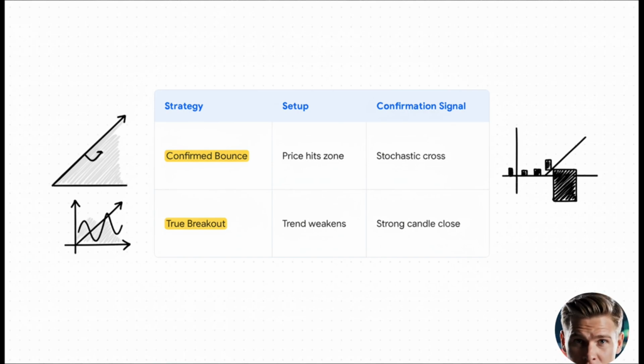For the true breakout, we're doing the opposite. We're anticipating a change in trend. So the setup is seeing the trend structure weaken first, and our signal is that strong candle close beyond the line. 2 totally different market scenarios, 2 clear, rule-based strategies to handle them.